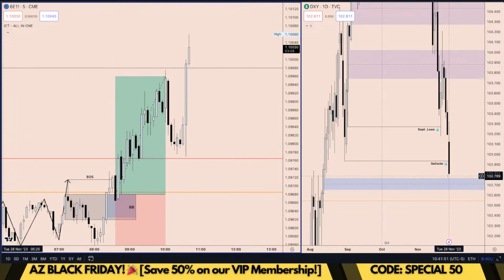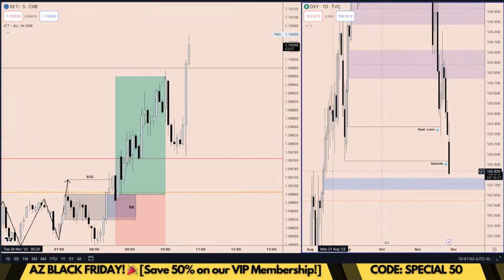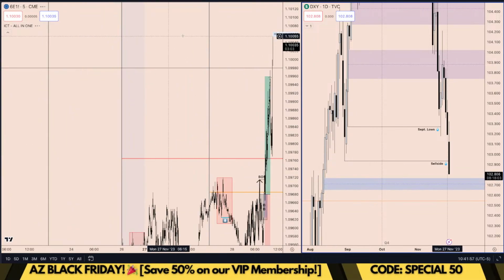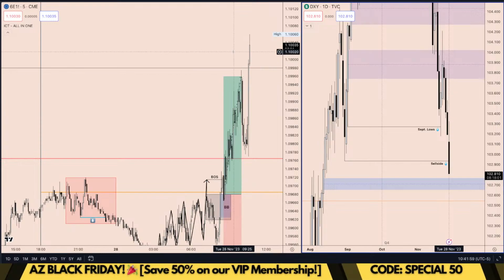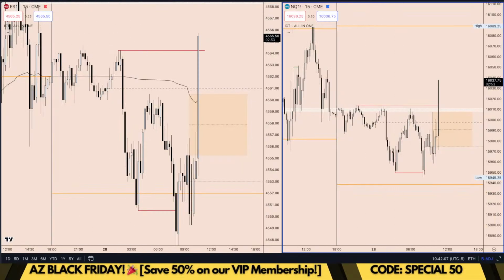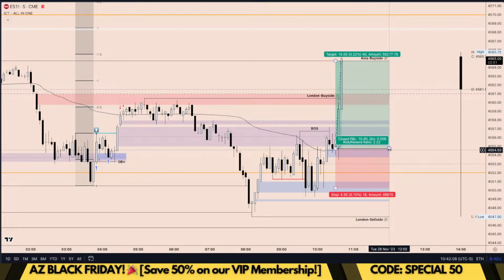Nice expansion. The DXY keeps on selling off. Let's see if we get some reaction in this bullish fair value gap here. That would coincide with the bearish fair value gap we have on the daily here on EU. We are now at that 1.1 level. Move to the upside. Okay, yes, hit the Asia buy side target.